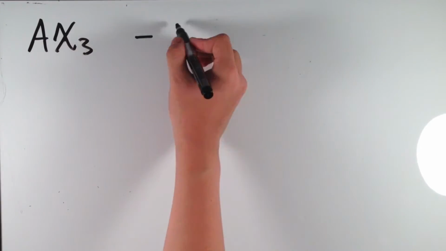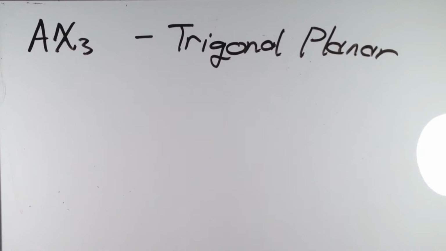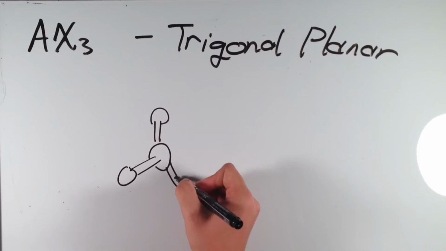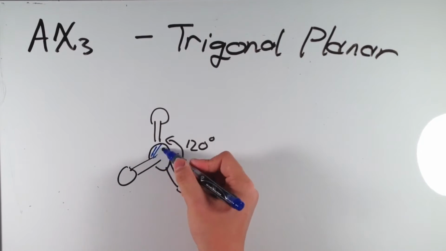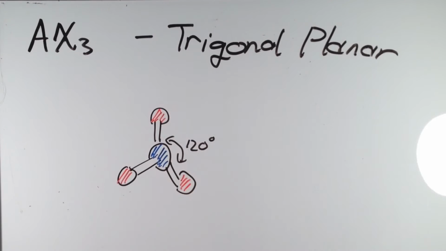AX3 is similar to AX2. They are both linear planar and 2-dimensional. But AX3 is split evenly in 3 ways, with each bond angle at 120 degrees. Imagine a pie chart split in 3 equal parts. This is what AX3 looks like.